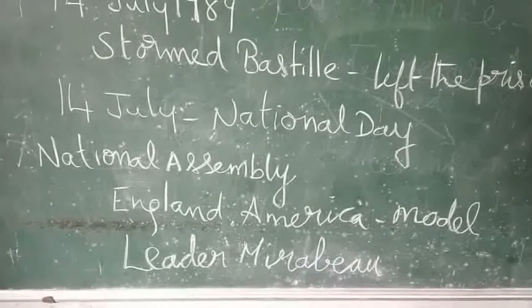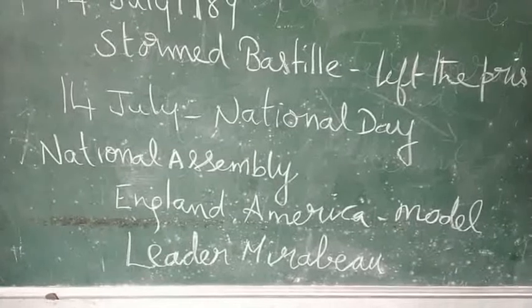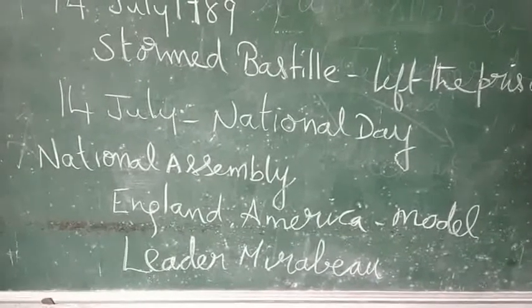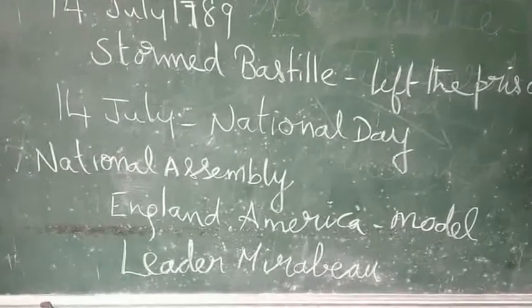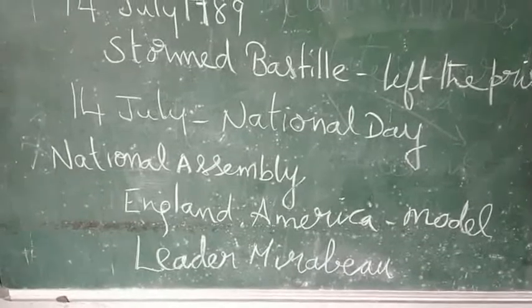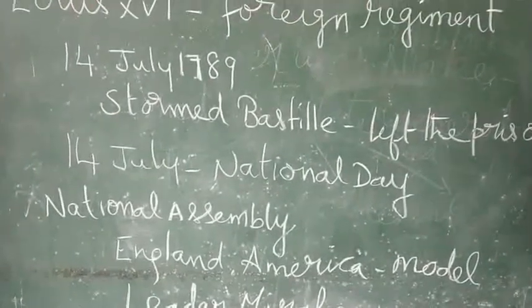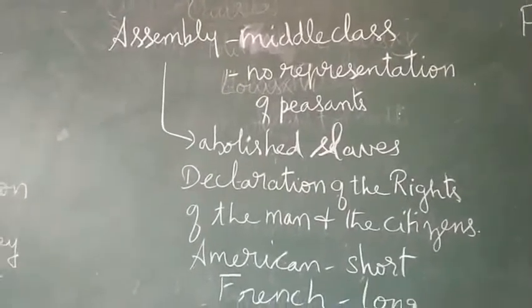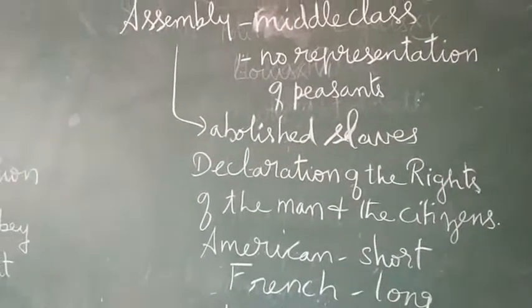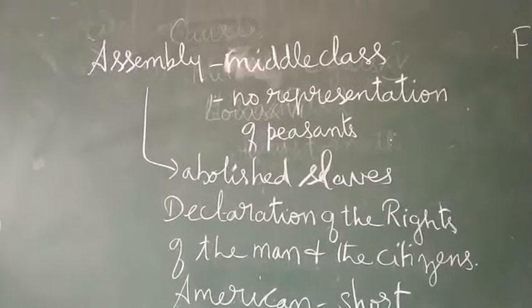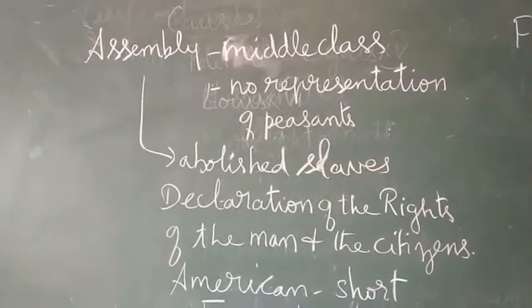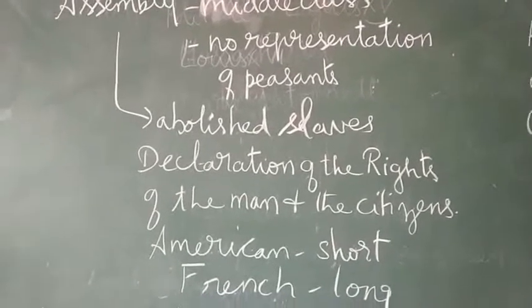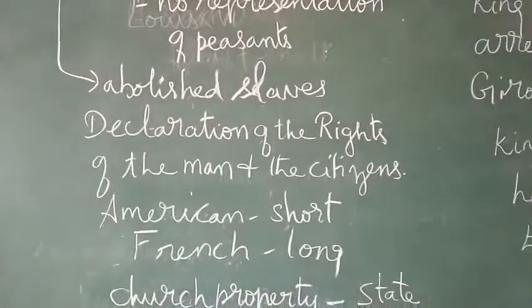This assembly consists of the moderate liberals. They formed a constitution with the model of England and America. The leader was Mirabeau. This assembly was controlled by the middle class, and there was no representation from the peasants and the common people. The National Assembly abolished the nobles' privileges and slavery, and they wanted to establish the Declaration of the Rights of Man and the Citizen. So they wanted to pass a declaration regarding the rights of man and citizen.